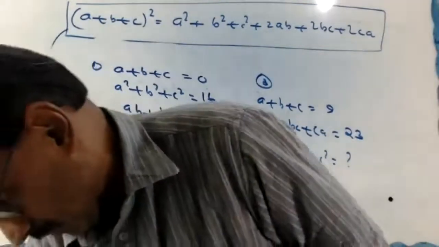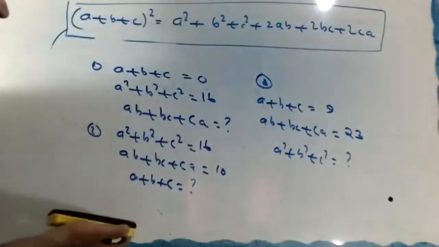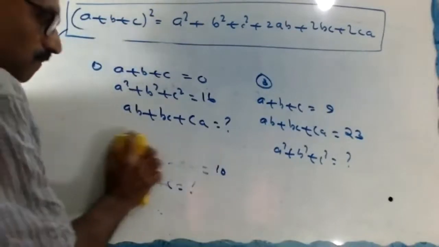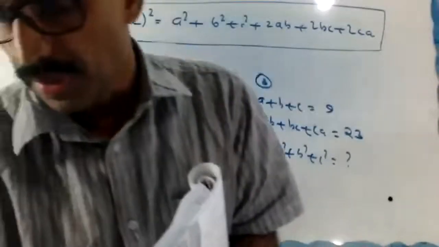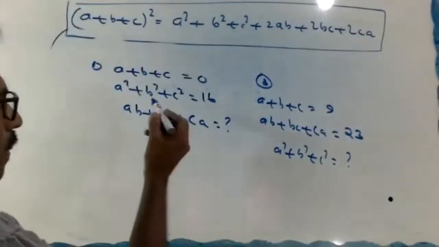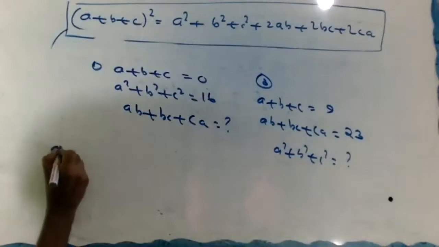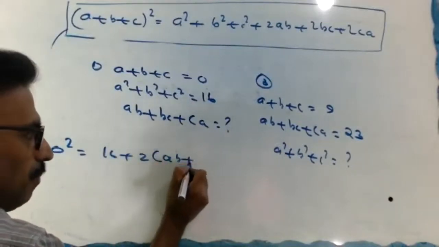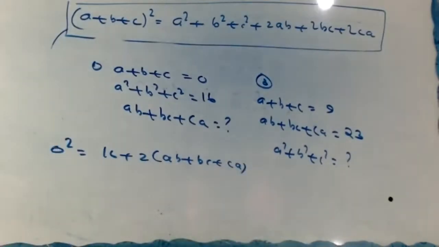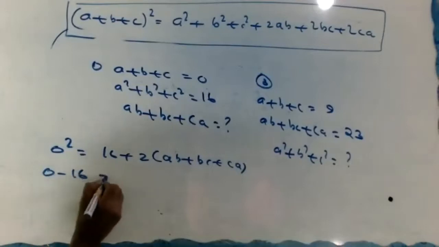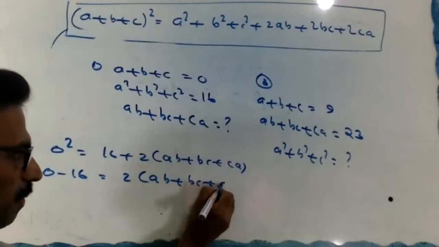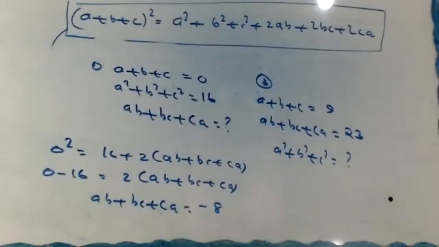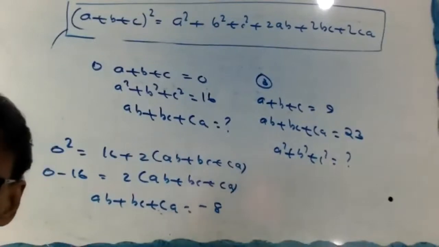Okay, look. So now first question, listen here. We'll see one by one. Here, 0 square, we did same type one question. 0 square equal to a square plus b square plus c square, 16 plus 2 times (ab plus bc plus ca), right? Correct or no? Okay, so 0 minus 16 equal to 2 times (AB plus BC plus CA). Therefore, AB plus BC plus CA equal to minus 8. First question is minus 8.